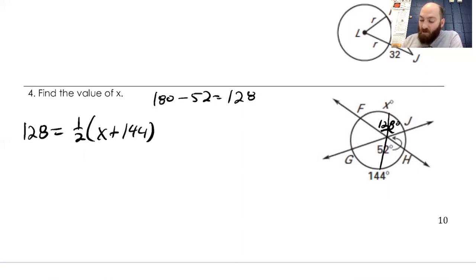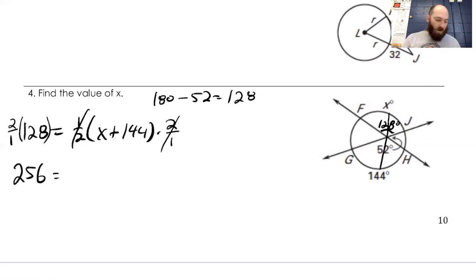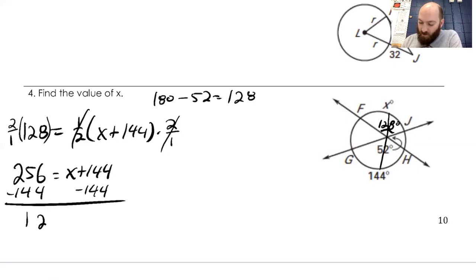I can do this with the 1/2 distributing it, but personally I like to just multiply both sides by 2/1, because that way this will cancel out and then I don't have to deal with fractions. So 128 times 2 is going to give me 256. Let me just make sure. Yep, 256. And that equals X plus 144. Now I can subtract 144 from both sides so that I get 112 as my X. So that's 112 degrees there.